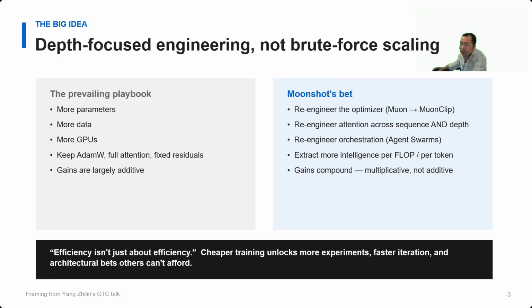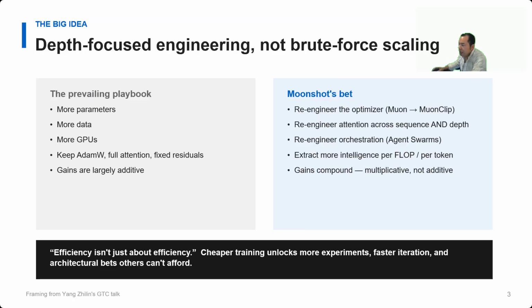Moonshot is making a different bet. Instead of only scaling, they go back and re-engineer the fundamentals: the optimizer, the attention mechanism across both sequence and depth, and how you orchestrate many agents. The goal is to extract more intelligence per FLOP and per token, so that gains compound rather than simply add up.